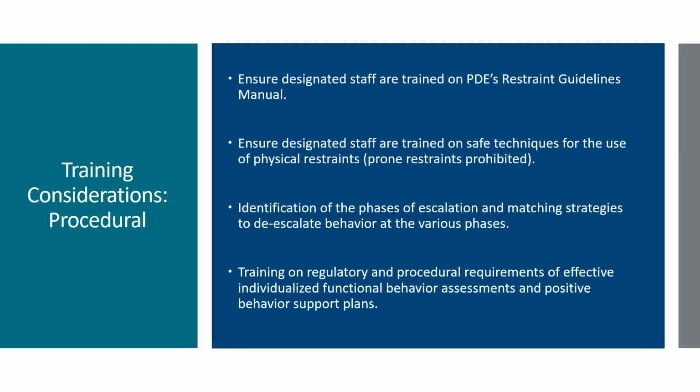Some additional procedural training considerations. Develop a staff protocol to be implemented before, during, and after an incident of a restraint. Implementation of the protocol should include a debrief of the incident, ongoing staff training, review of effectiveness, and revision of procedures as appropriate. Establish and implement effective and timely procedures to communicate with parents regarding the use of restraint and the need for a subsequent IEP meeting.